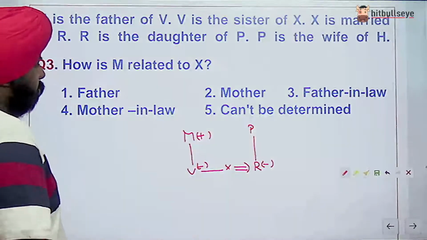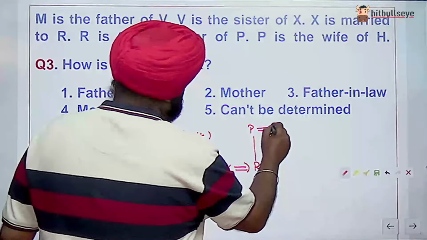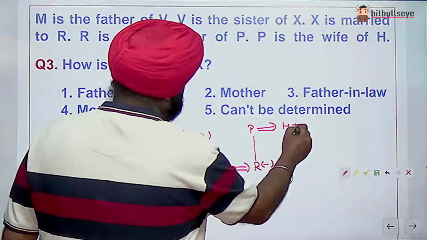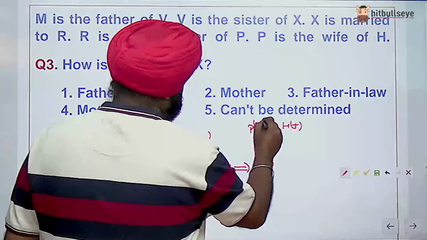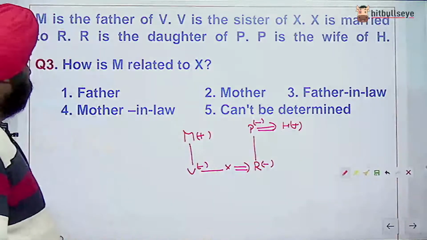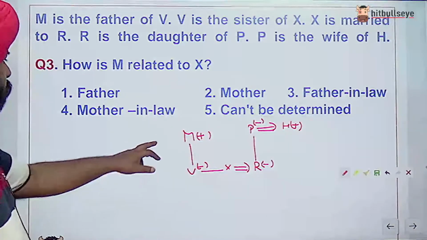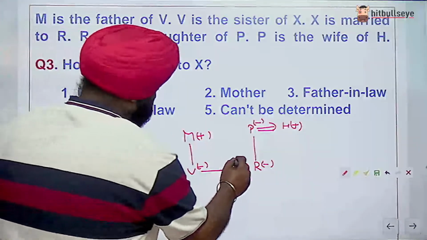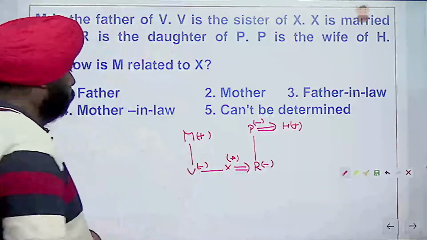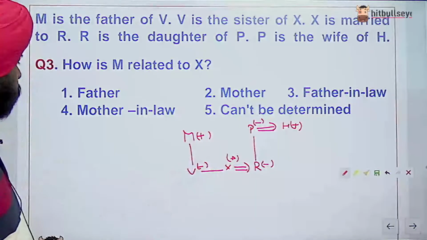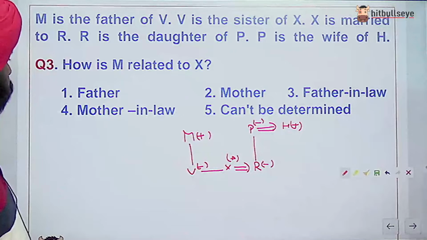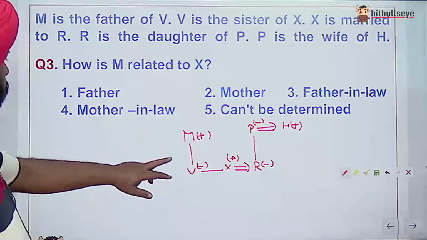P is the wife of H. So H has to be male and P has to be female. Now everything is given. How is M related to X? M is related to X since V is the daughter of M and X is the brother of V. So how is M related to X? X is the son of M and M is the father of X.